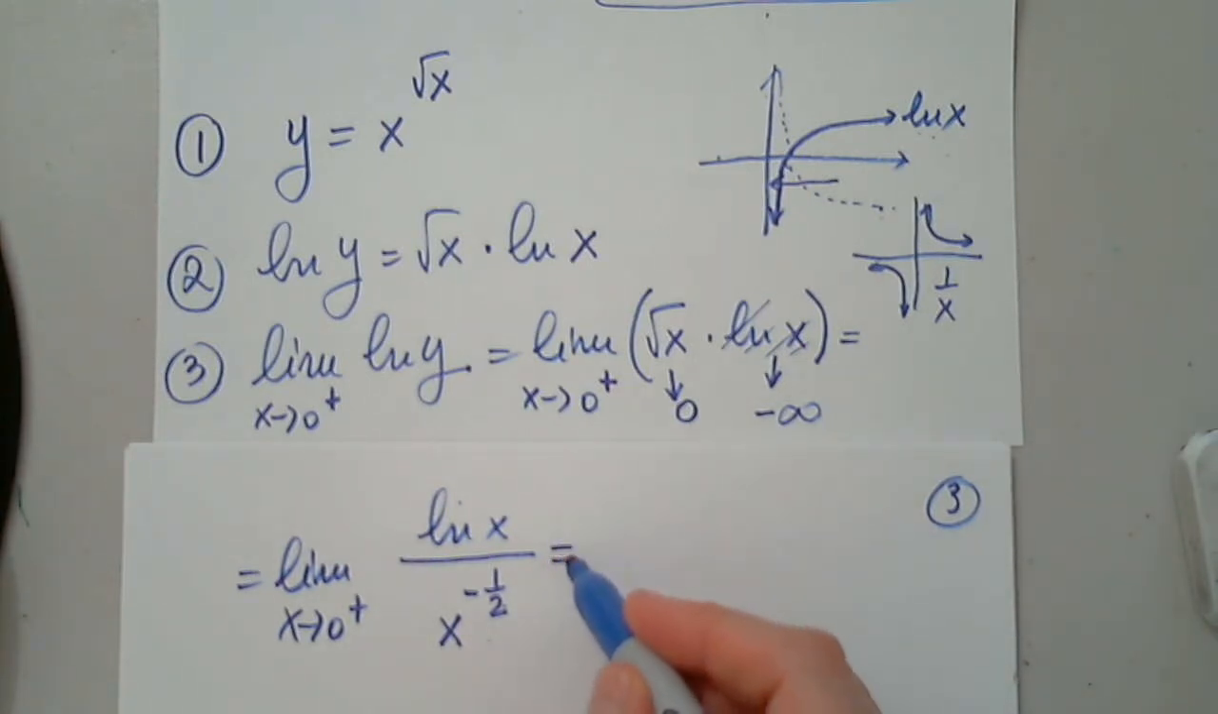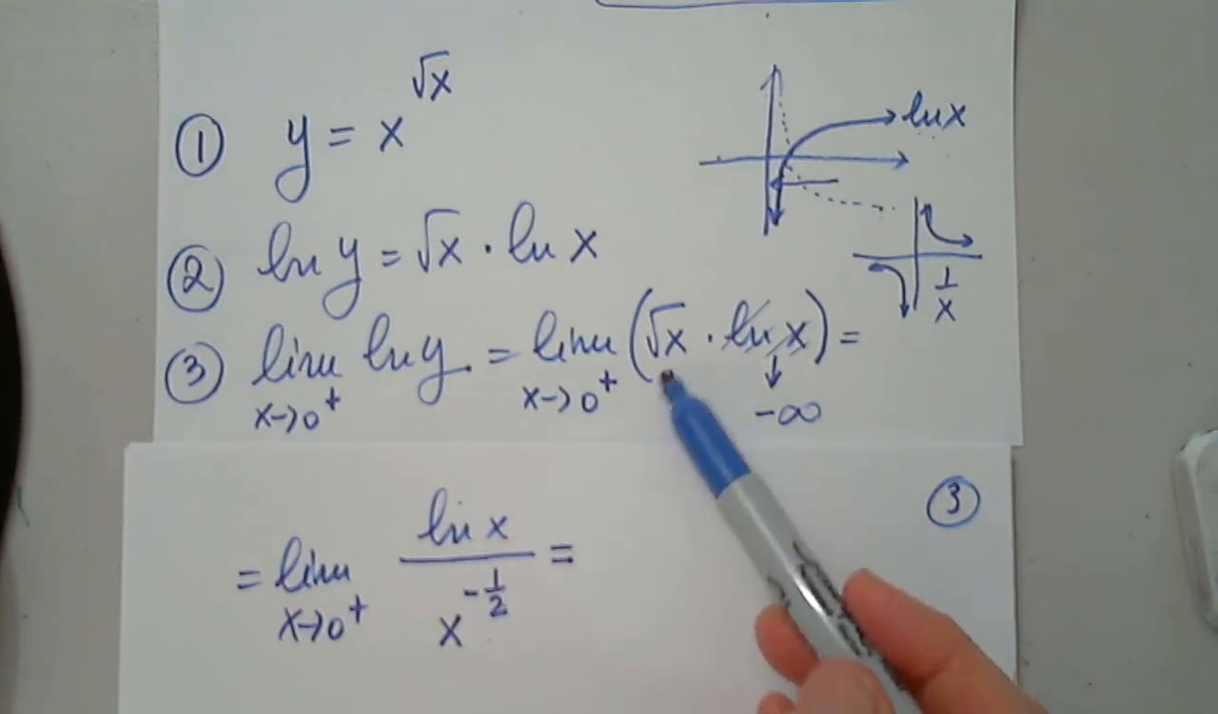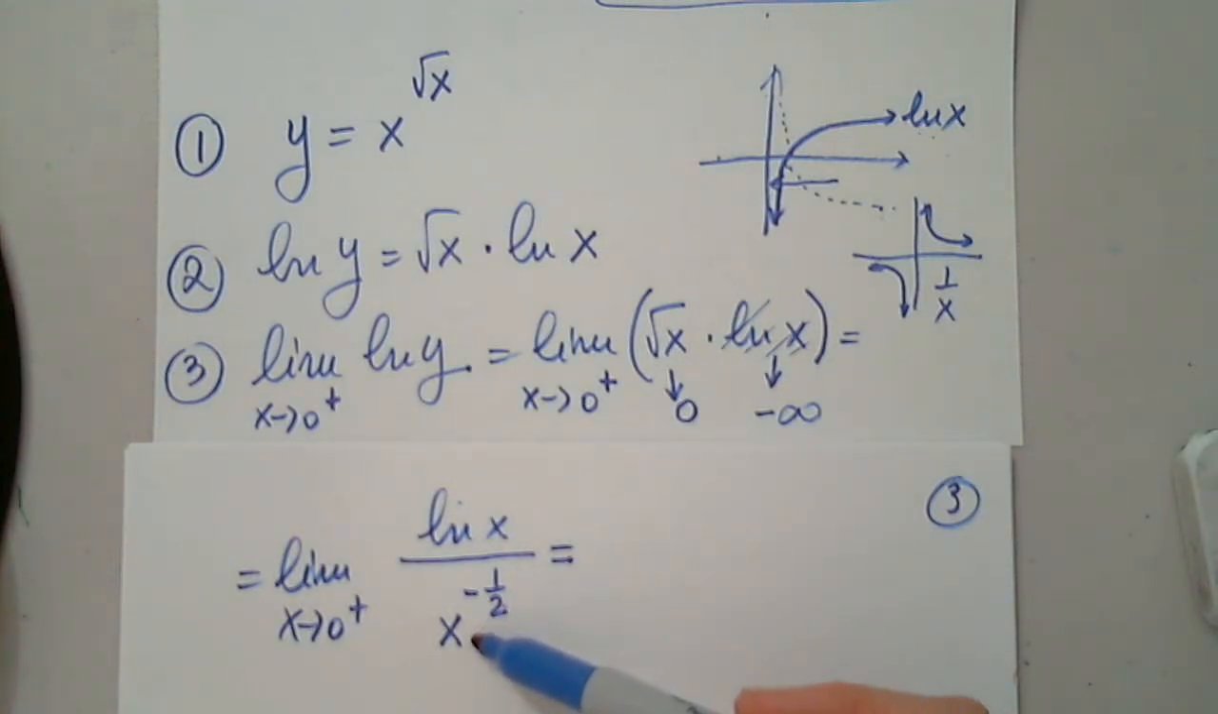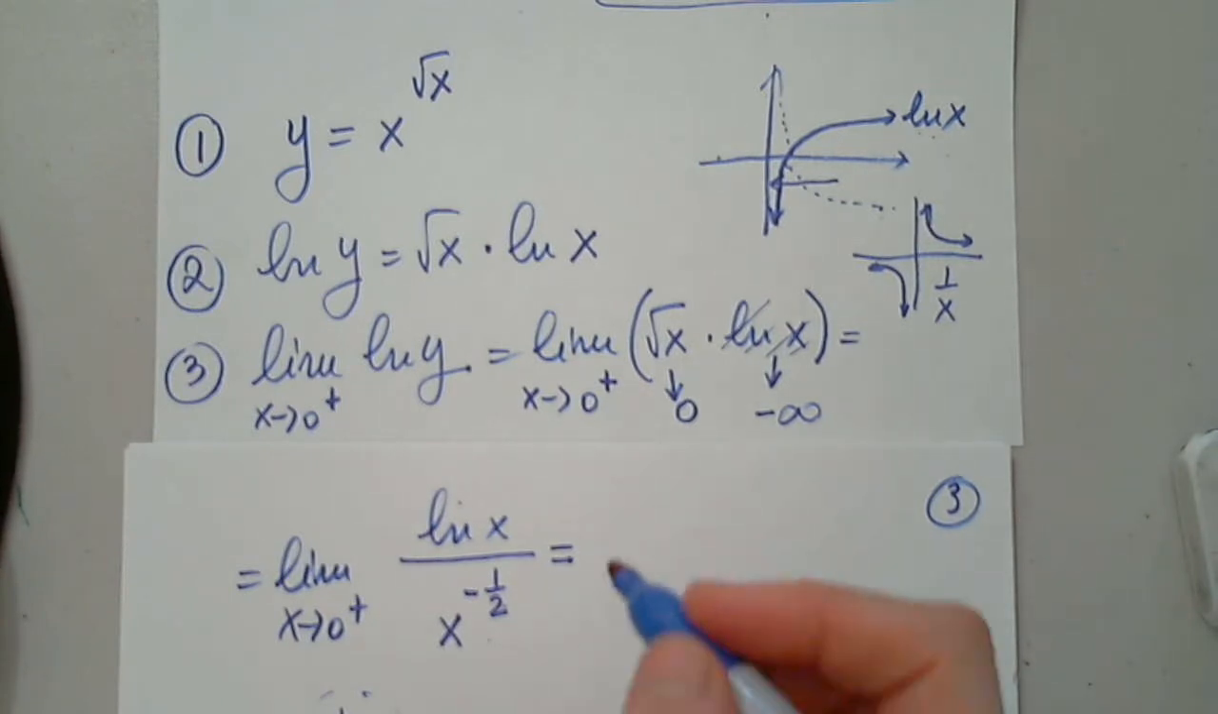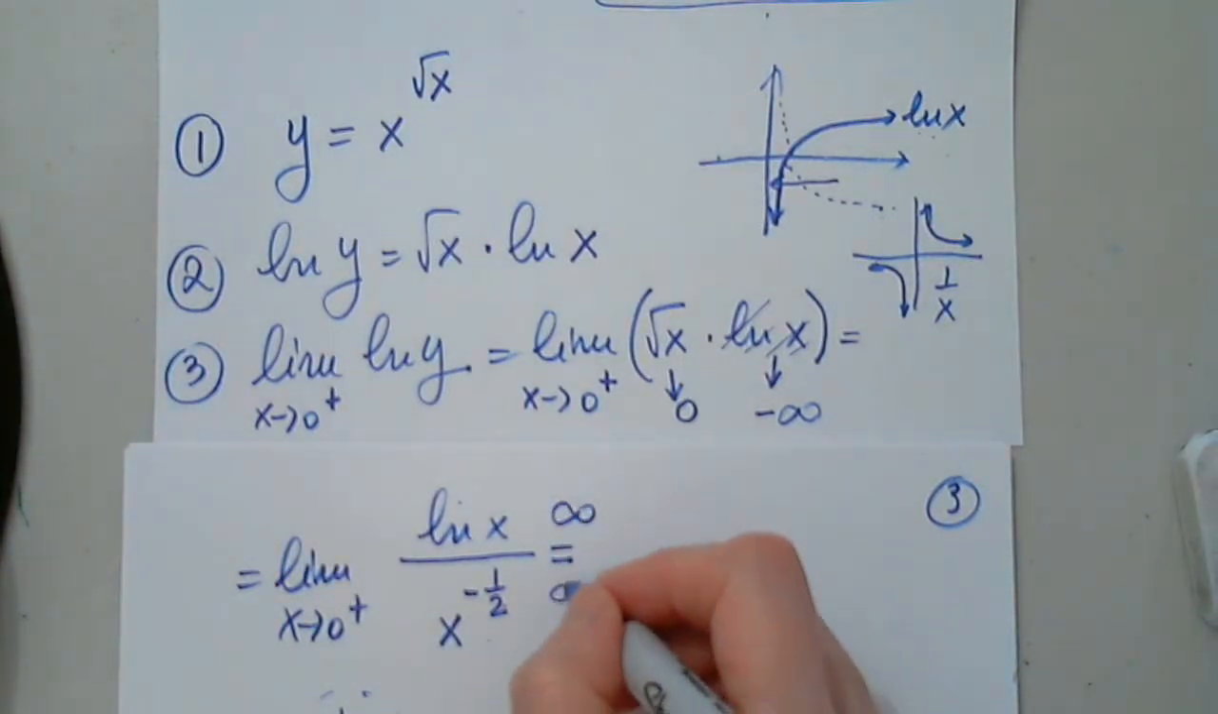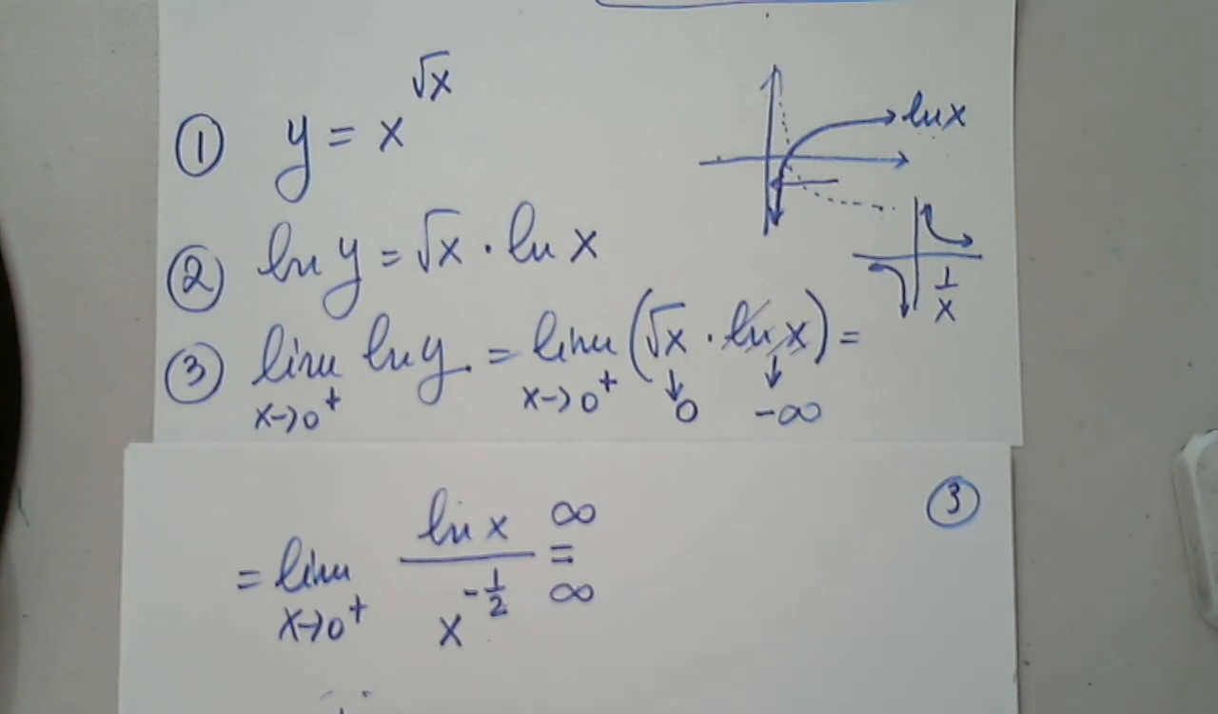And now at this point, I have this 1 over. If this was 0, this will be infinity, because this is 1 over. So this piece is 1 over the square root of x. If this approaches 0 from the right, this will approach infinity. So now finally, I'm in this situation, so I can differentiate.